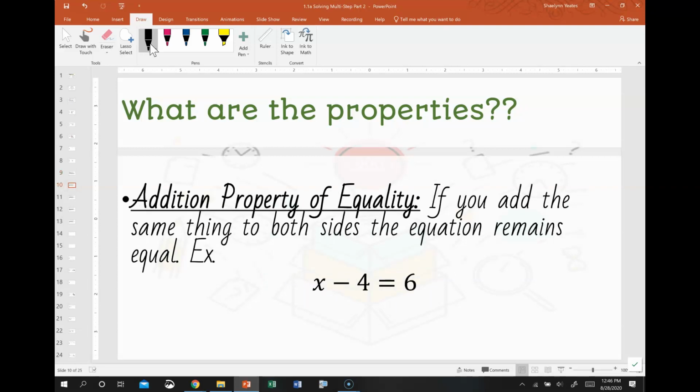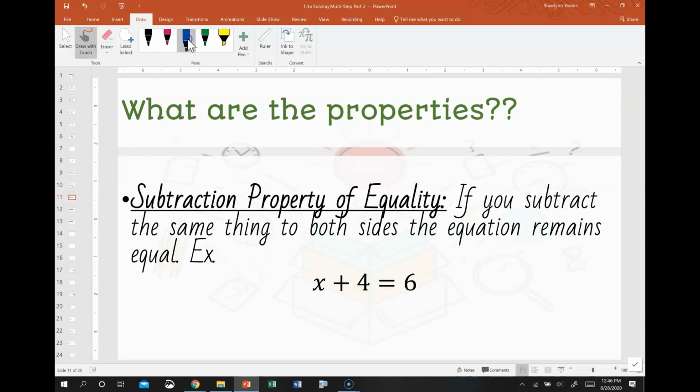Another property is the addition property of equality. In other words, if we add the same thing to both sides, the equation remains equal. Okay? And I can tell that because if I came back up here and plugged in the 10, I can see that 10 minus 4 is 6. So when I write down this property, I write add, and then I really don't like writing this all the way out, property of equality, so I do P-O-E.